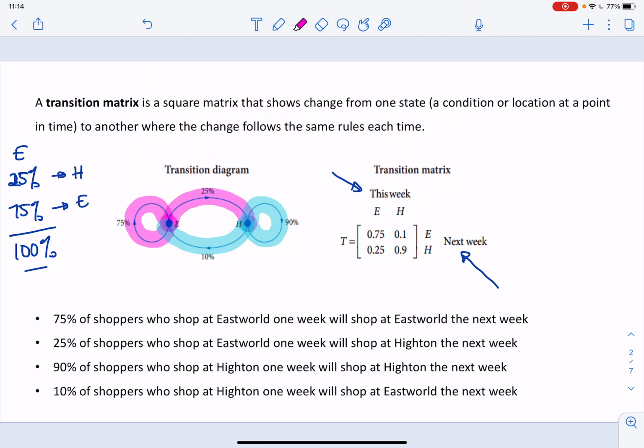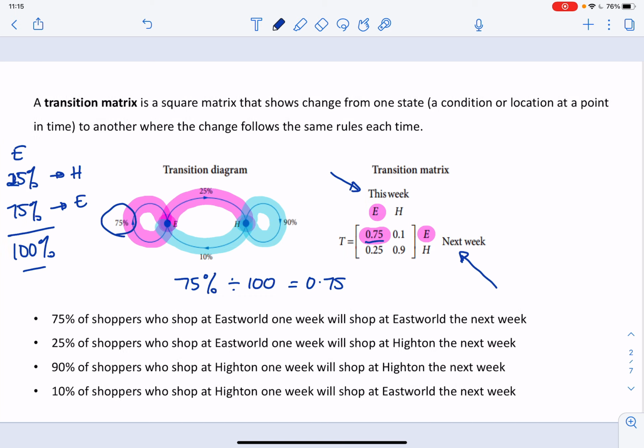So we had 75% of people start at Eastworld here and then end at Eastworld. So this 75% gets taken from here on the left-hand side and put in here as 0.75. Let me just use a highlighter. It's a little bit jumpy, I'm sorry guys. My screen's too touchy today. Remembering with your conversion, to get from a percentage, 75%, you divide it by 100 and it'll give you 0.75, which is 75% in decimal form.